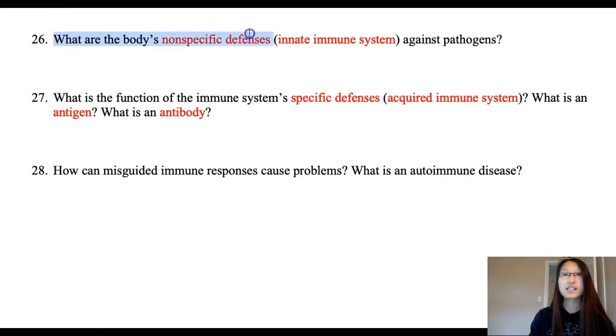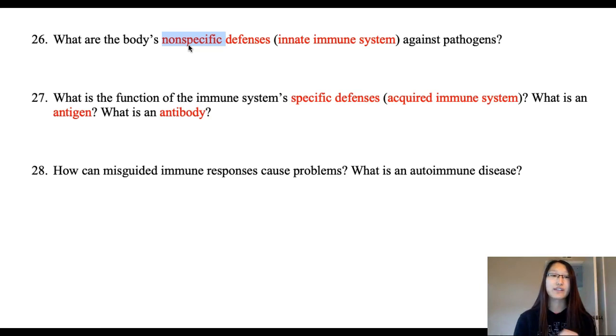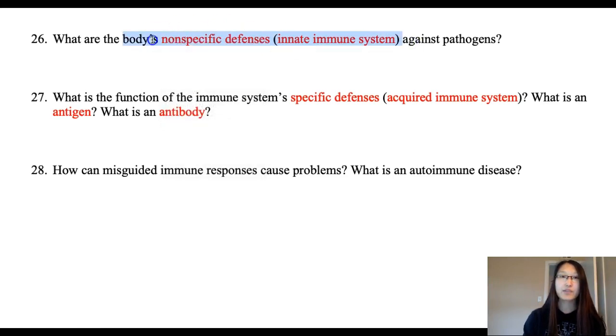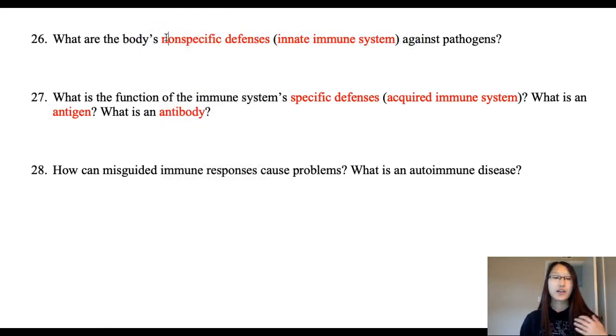What are the body's non-specific or innate immune system against pathogens? So non-specific means this immune system responds to all the pathogen the same way. Innate means you're born with it. So they're talking about the same thing. Examples of this include your skin, because it just repels bacteria. It protects whatever is inside your skin, right? And then the sweat of your skin also has digestive enzymes that can break down a lot of the pathogen.